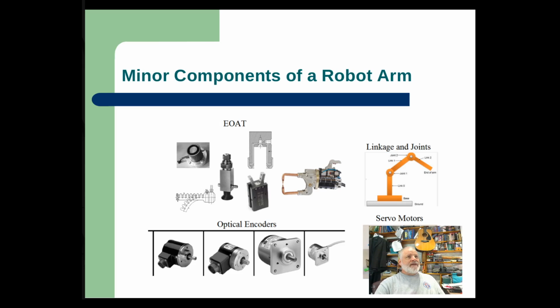Alright, so here's a picture showing all the different minor components of the robotic arm. We have the end of arm tooling, we have linkage, we have servo motors, which are going to make the linkage move, and then we have the optical encoders, which are typically mounted onto the servo motor, which tell us the position of that servo motor, and therefore the position of the faceplate or the end of arm tooling.